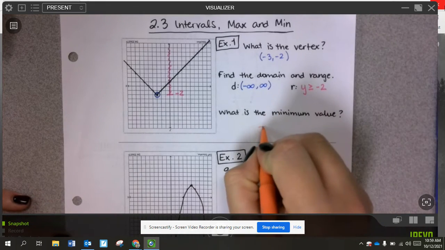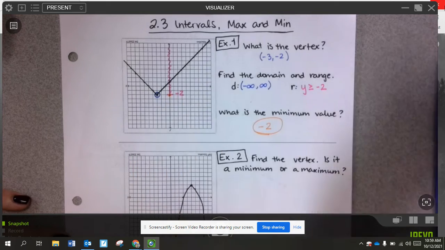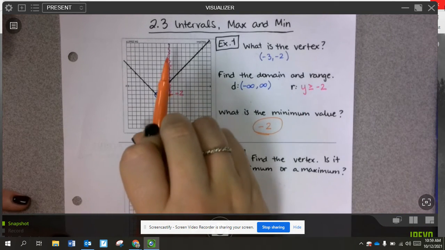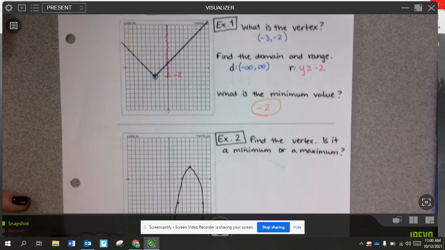It's actually going to be -2. That's the smallest value that we can have. Why? Because the range stops at -2. Everything is greater than that. So our minimum value is -2.